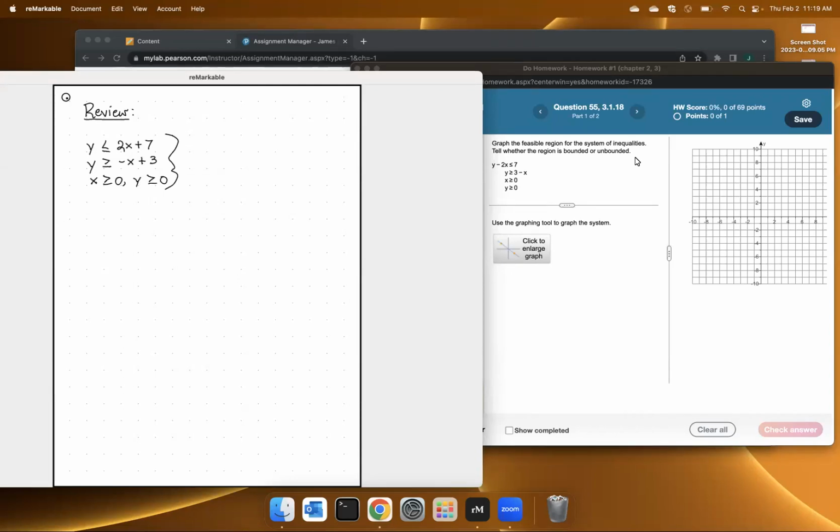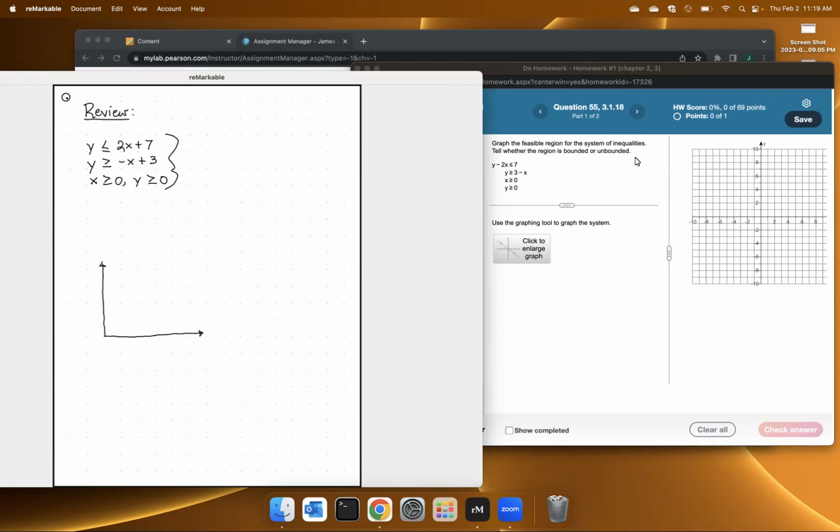And now we need to graph that system of equations. And let's see if we can't figure out what our region, our feasible region ought to be. Okay, I'm going to have to actually scoot this down a little bit, since our y-intercept is 7 for the first equation. There we go. Hopefully that's enough room.